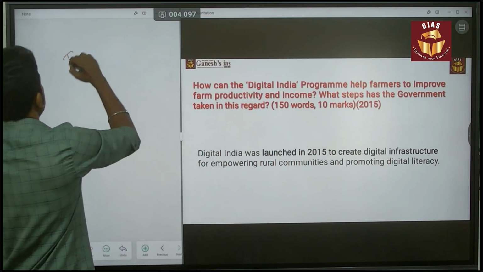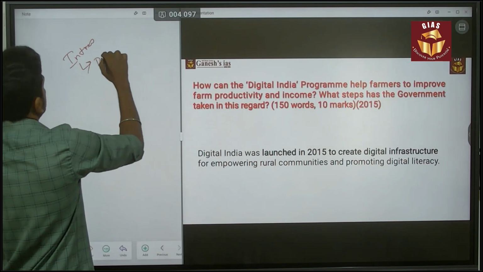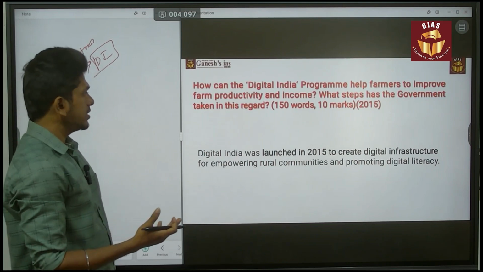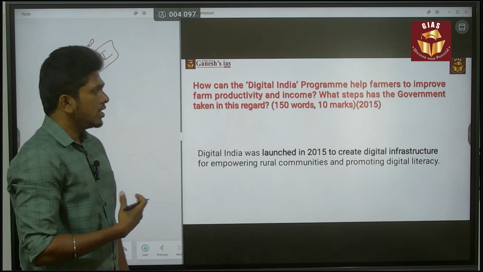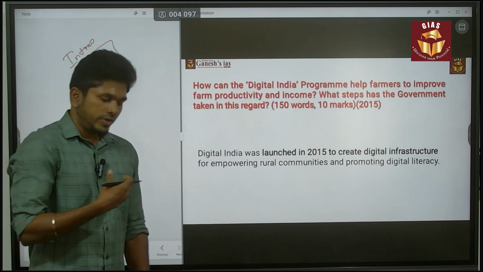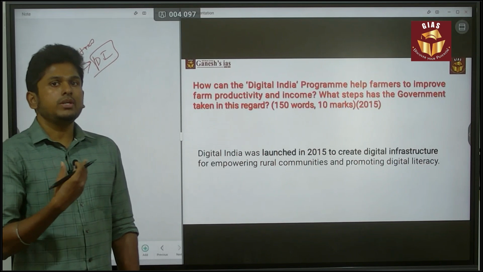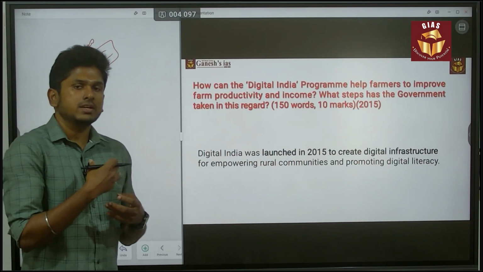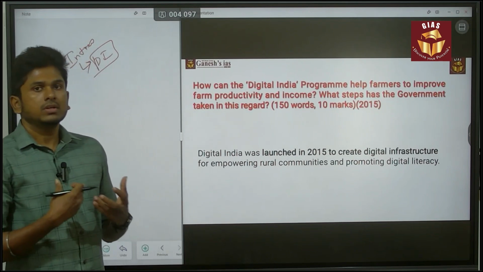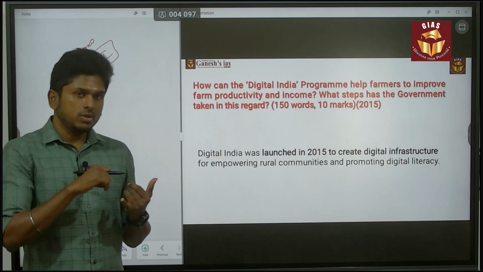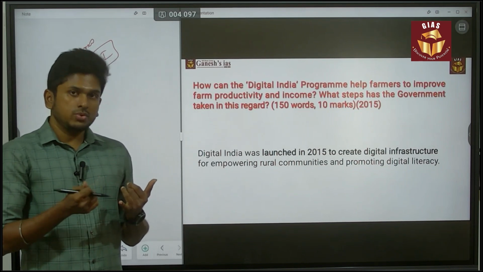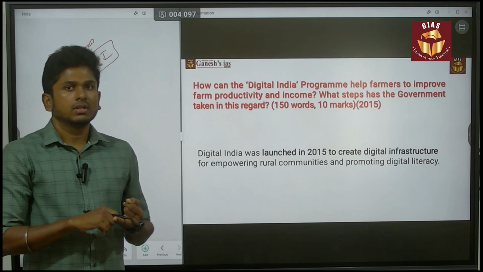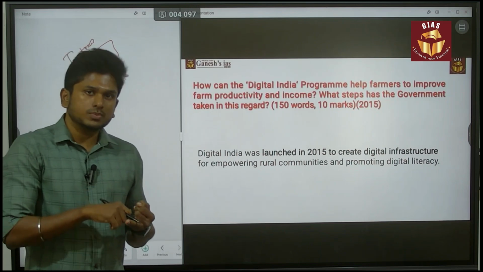So the intro will be, what is Digital India? You can simply say what Digital India is. Digital India was launched in 2015 to create digital infrastructure for empowering rural communities and promoting digital literacy. Digital literacy is the ability to use apps or internet services, and also how to do transactions. It also means using the internet while knowing the safety measures, how safely you can use it. That also comes under digital literacy.